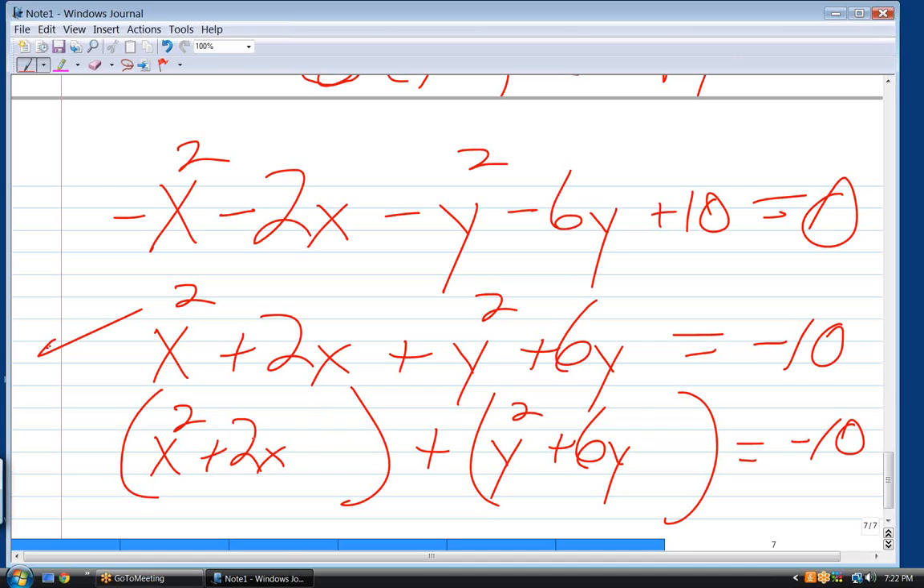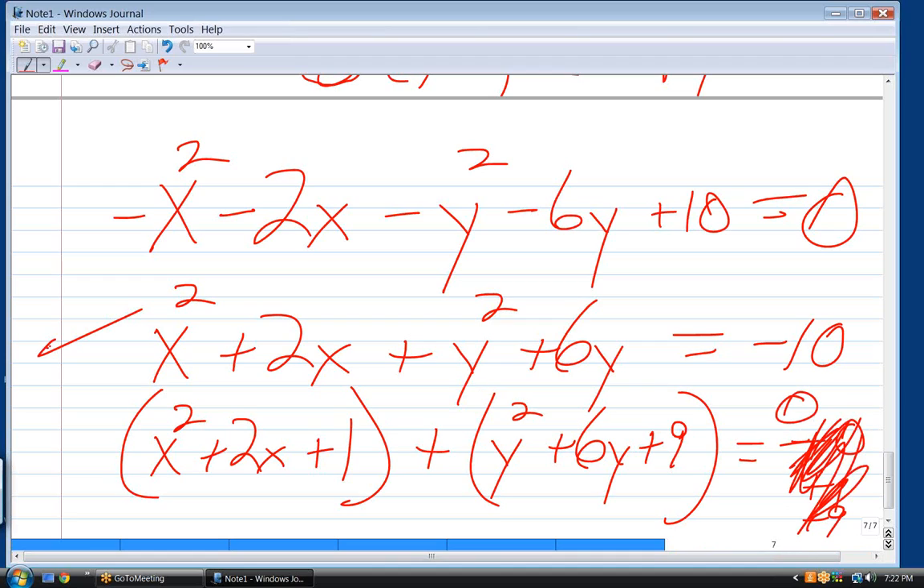What do you do? Divide b by 2, and then square it. So 1 plus 1. What do I have to do to the other side of the equation? You have to add 1. What do I do here? There you have to do plus 9. And then you add 9. Now the right side is 0.